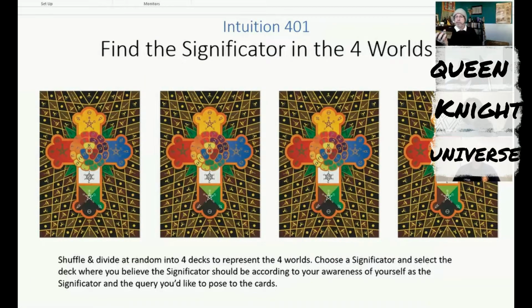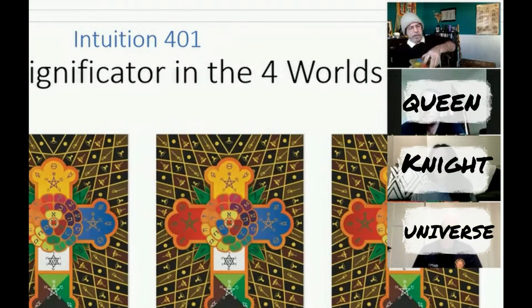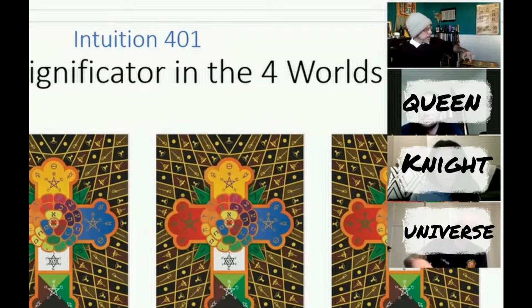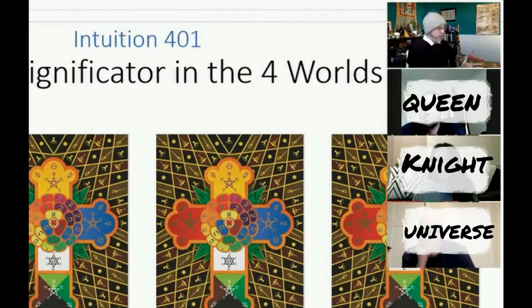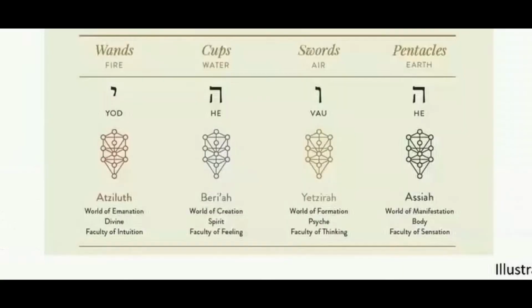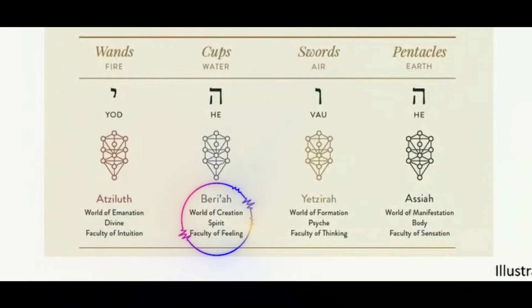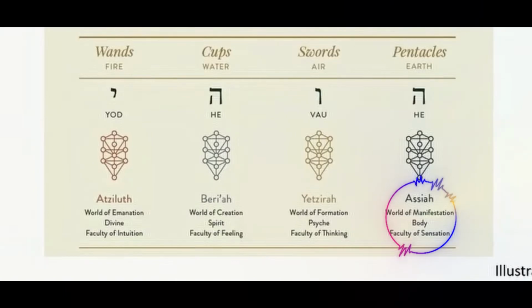So that is my significator, the magician, and I am going to divide this deck into four decks representing the four realms, the four worlds: the formative, the emanative, the creative, and the manifested. If my intuition is spot on, then I should be able to determine which of these worlds my significator is in. So am I talking to them? Is my query based on an emanation, a creation, a formation, or a manifestation? I really want it to be in the world of manifestation.